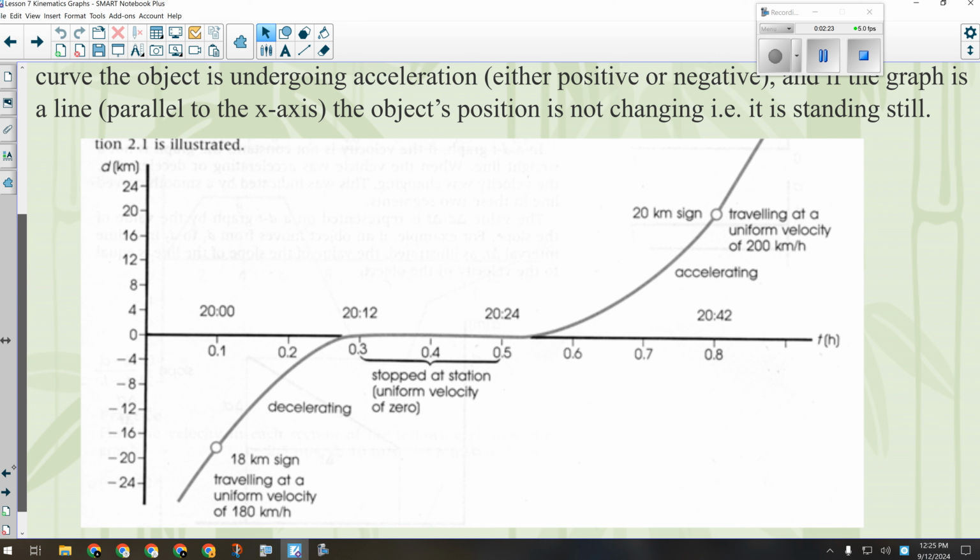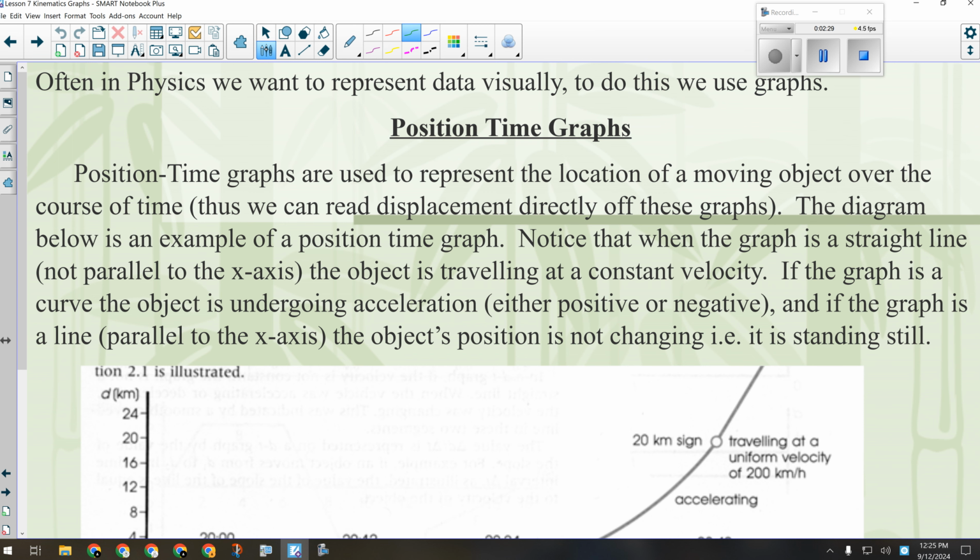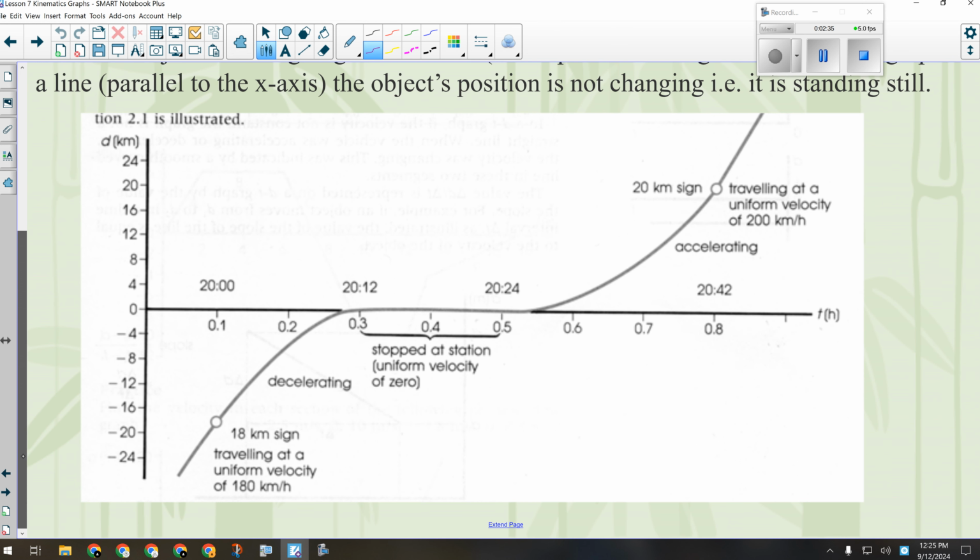So from this point here to this point here, it is traveling at a constant velocity. How do I know that? Besides the fact that it's written on that graph. It's a, what kind of line? It's a straight line. Yeah, okay? From here to here, the line is straight. Meaning that it's changing its position by the same amount every time interval.